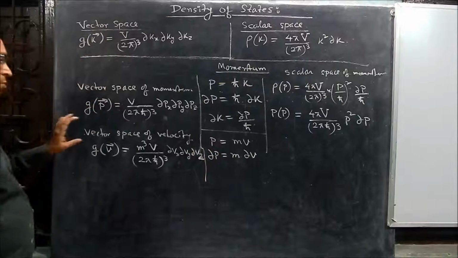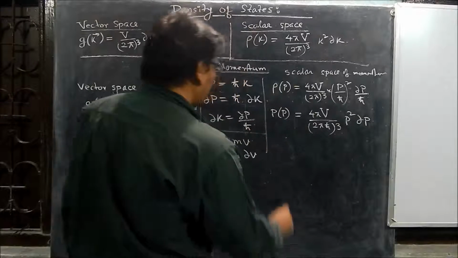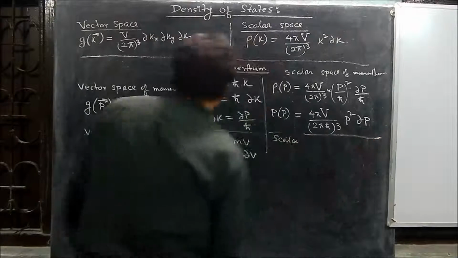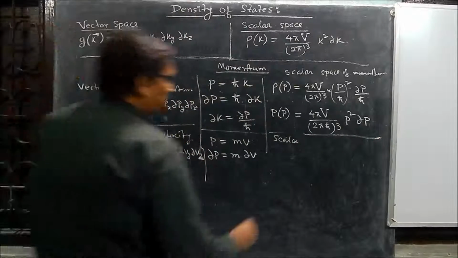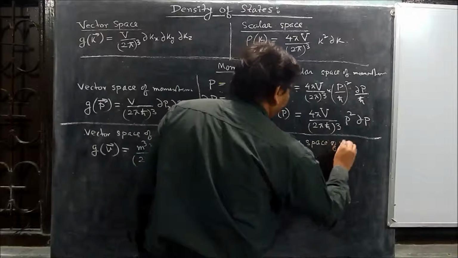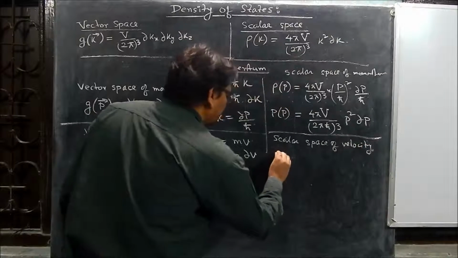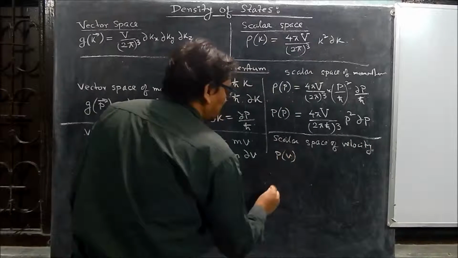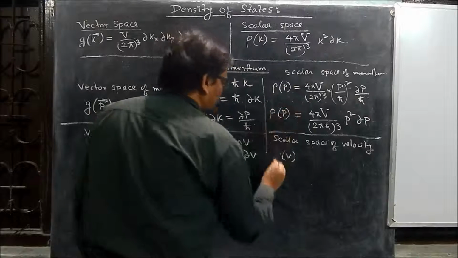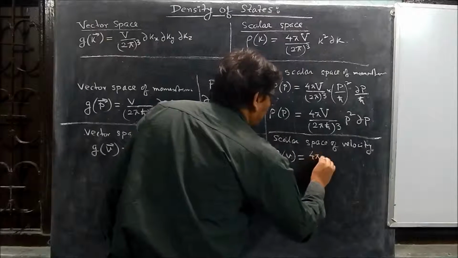So this is the vector space of velocity, and if we put it here, we will get the scalar space of velocity. So the scalar space of velocity will be rho of v. This is actually written as rho, it should be written as rho. Okay, this is p, so this rho of v will be 4 pi v.